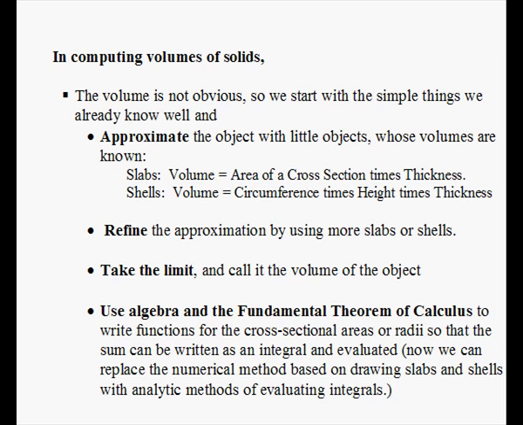We don't know how to do it, so we approximate the object by little smaller objects whose volumes are well known, and the two that we use are the slabs and shells. There are several variations on the slabs and the shells, and the volume of a slab is the area of the cross-section times the thickness or height of a slab. The volume of a shell is the circumference times the height of the shell times the thickness of the shell.